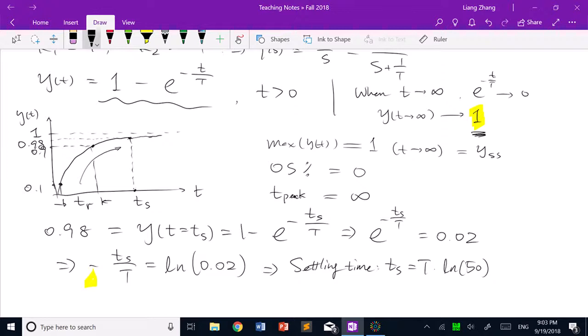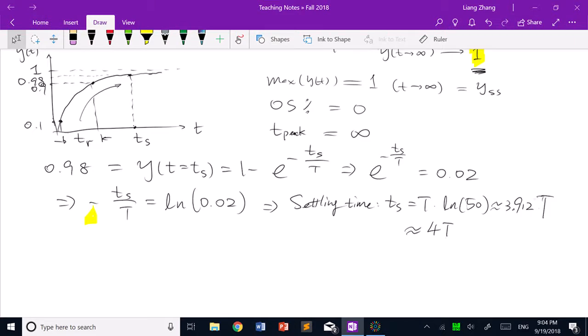Now if you use your calculator, if you type in logarithm of 50, you'll find it's approximately equal to 3.912. That is the logarithm of 50. And of course we have this capital T. And of course, sometimes we say this is approximately equal to 4, since 3.9 is close enough to 4.